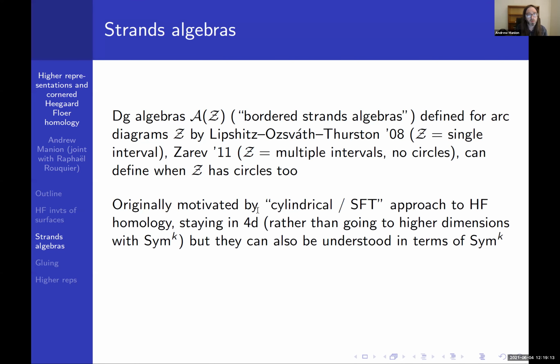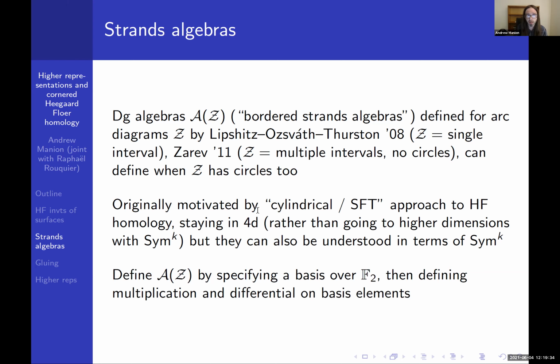So there's this algebra that was motivated not by Fukaya categories or symmetric products so much in the beginning, but more by this cylindrical or 4-dimensional or symplectic field theory approach to Heegaard Floer. So that's where people say these come from Reeb chords or something in the contact boundary. That's the original motivation for these, but Auroux's work shows that they're closely related to the Sym^k of a surface approach to Heegaard Floer. So I'll talk about that in just a second.